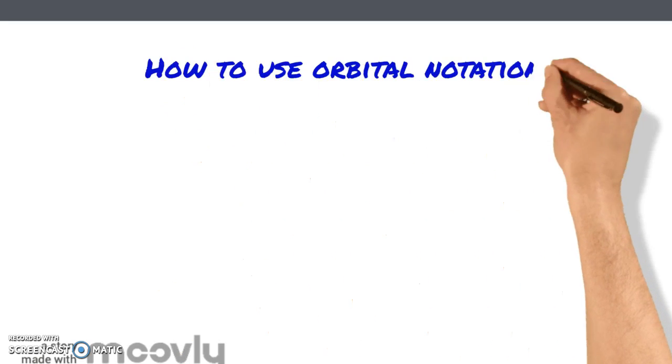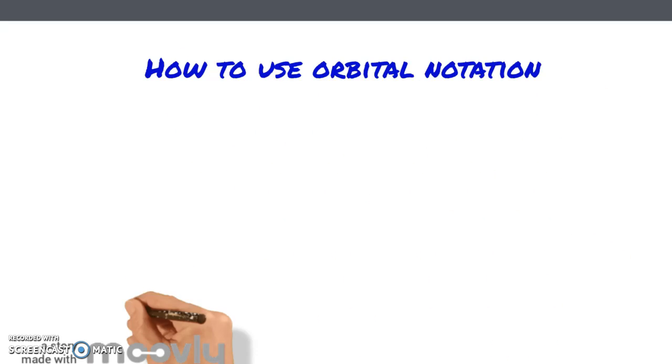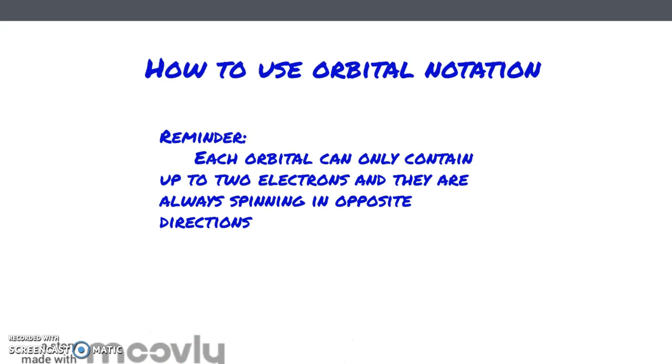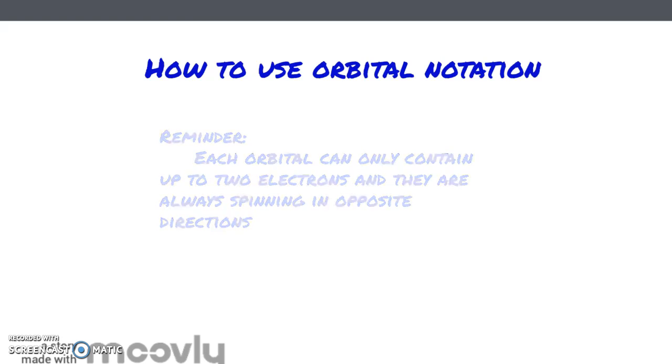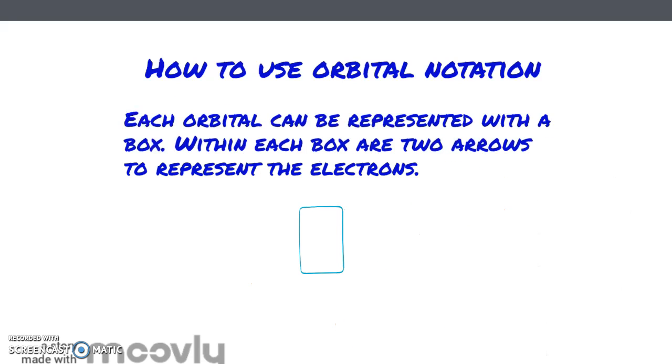Now we can learn how to write an orbital notation. So, now that we have learned orbitals, we can now learn how to use orbital notation. Reminder, each orbital can only contain up to 2 electrons, and they are always spinning in opposite directions. So, each orbital can be represented with a box. Within each box are 2 arrows to represent the electrons.